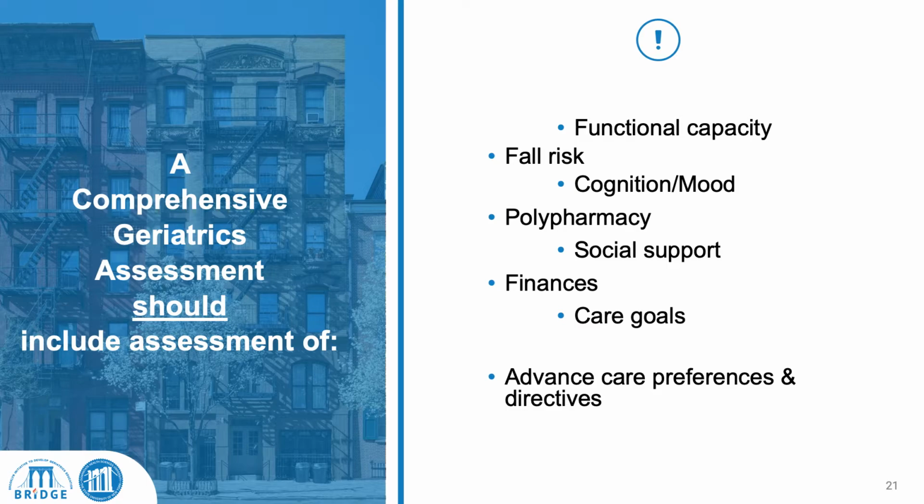So care plans, care goals, coming back to what's important to the patient, what's important to the community resident, what's important to the family. So their care goals. Advanced care preferences and directives. So at every visit, we should have a discussion with our patients, with our caregivers about advanced directives.